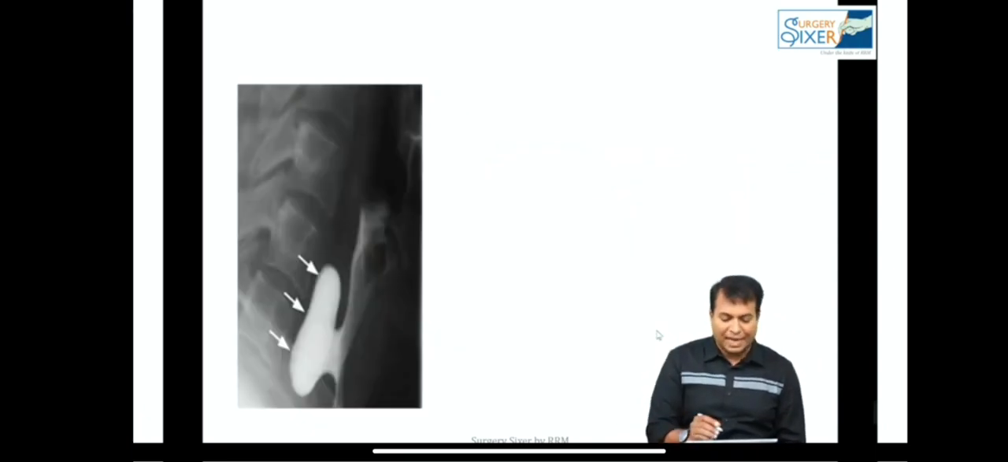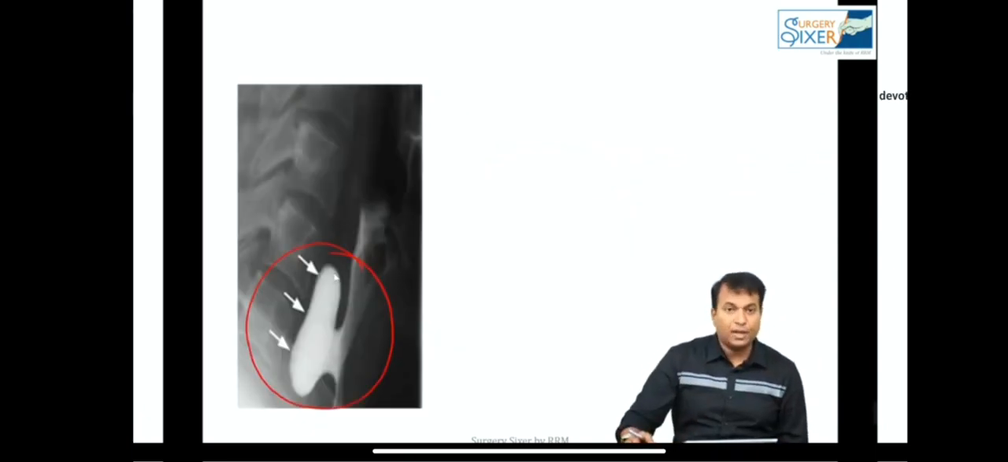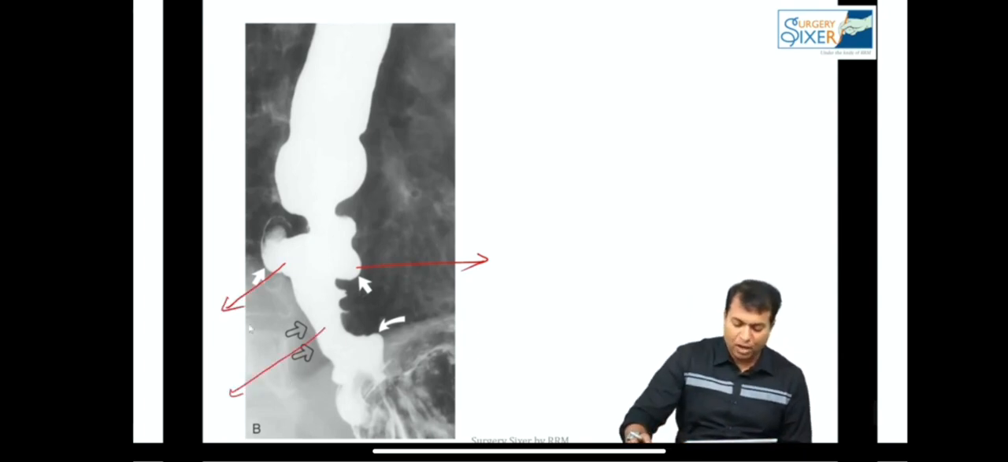And this is a traction diverticulum, which is pulled towards the vertebra. It is seen in TB and histoplasmosis. This is the only true diverticulum in the esophagus. And this is what I am telling you: the epiphrenic or pulsion diverticulum. You can see the diverticulum bulging out in the lower 10 cm of the esophagus. This is the epiphrenic or pulsion diverticulum.